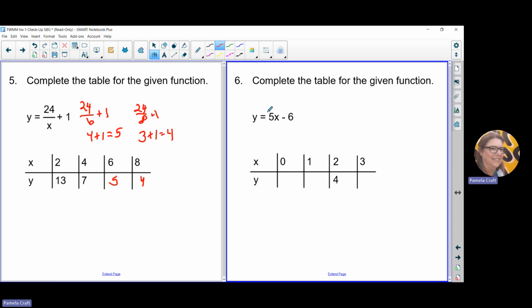In number 6, our new function is 5x minus 6. So 5 times whatever your x value is, and then subtract 6. So 5 times 0, that's the x that they gave us first, minus 6. So 5 times 0 is 0, and 0 minus 6 is negative 6.